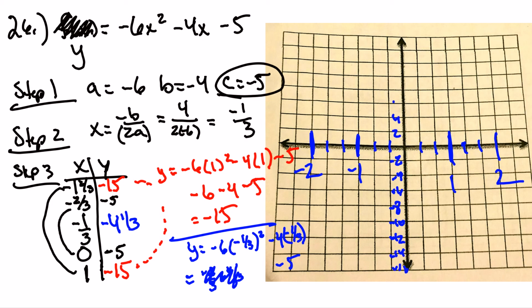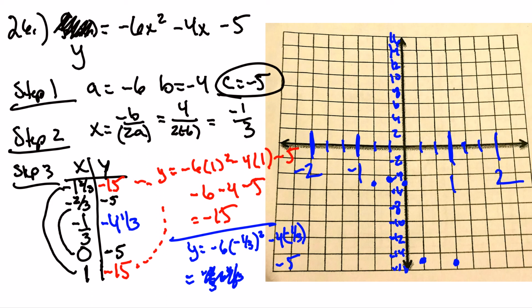You're allowed to do that. So I'm going to change the y's by 2's. So I'm going to go left 1/3, down to negative 4 1/3. It's going to be about right there. 0, negative 5, right there. Which means I have negative 2/3, negative 5, right there. And then I have 1, negative 15. And then negative 1, and I messed that up. 1, negative 15 right there.